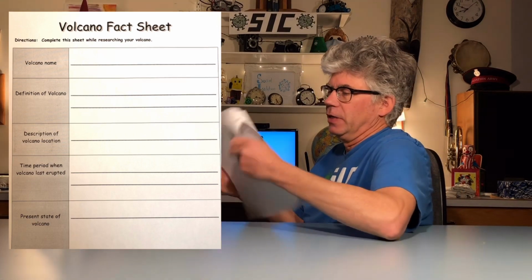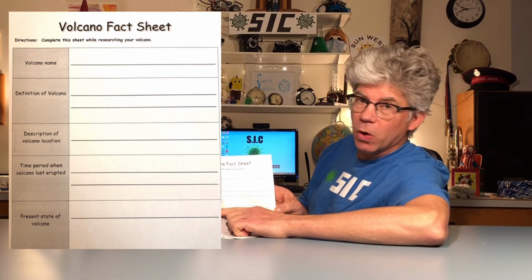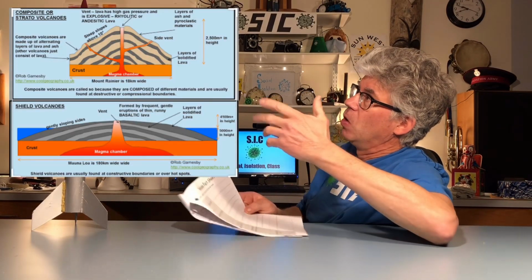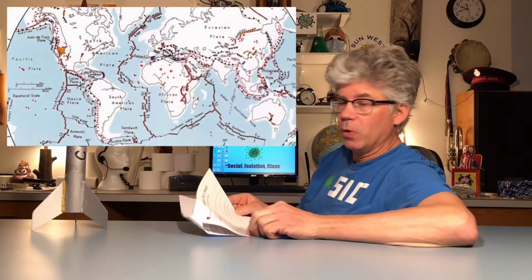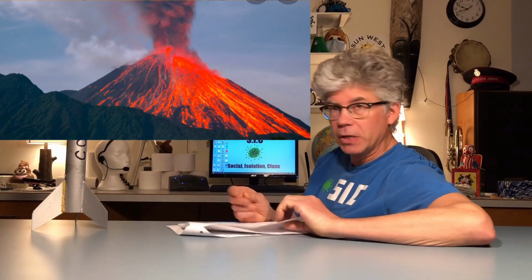It's got places for you to put the volcano name, what the definition of a volcano is, a description of your volcano, you know, is it a shield or a cone type or whatever it is. You're going to describe it and tell me where it's built, where it built itself, and the time period when it last erupted. Is it active right now or is it one of those, what do you call them? Yes, dormant volcanoes.